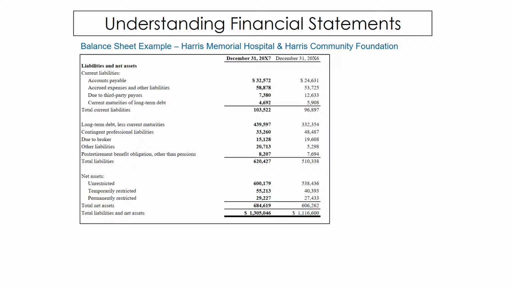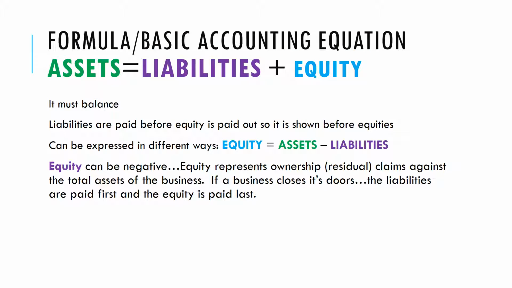So remember, just to go over it one more time, the balance sheet absolutely must balance. Liabilities are paid before the equity is paid out, so it's shown before equity on the balance sheet. That means that if the hospital was to close its doors tomorrow, all of the debtors get paid first because they have the least amount of risk, and then everybody in the equity gets paid out last.